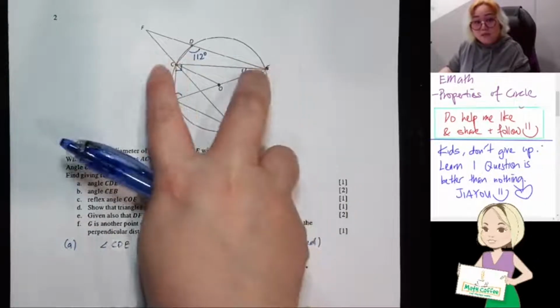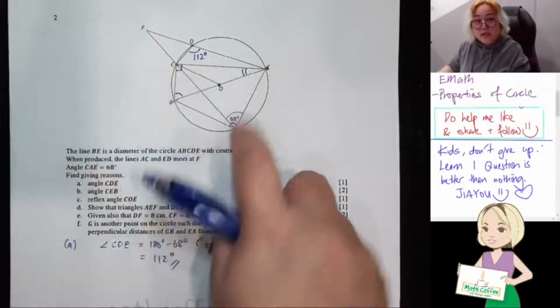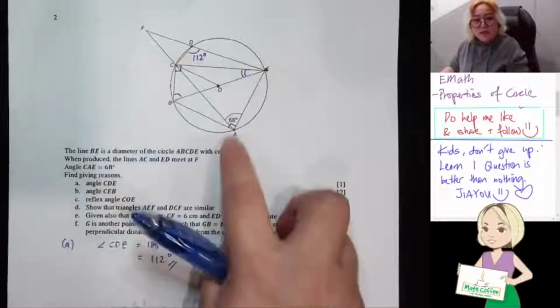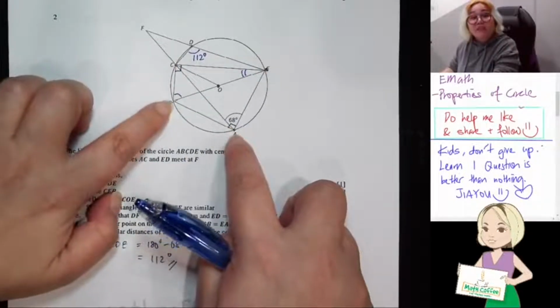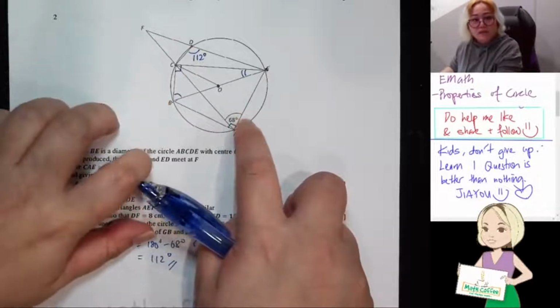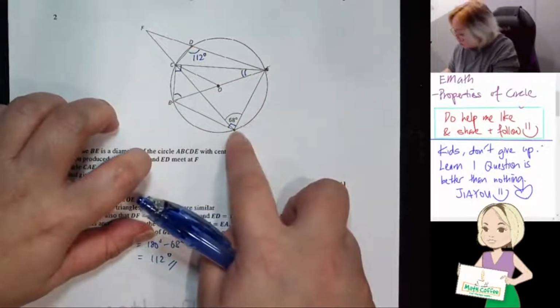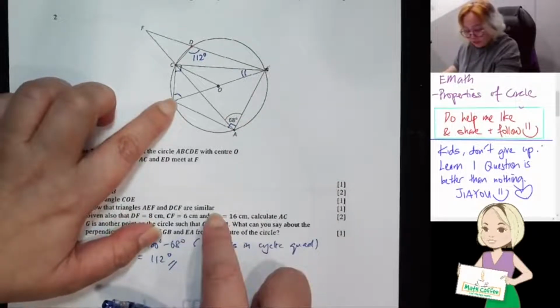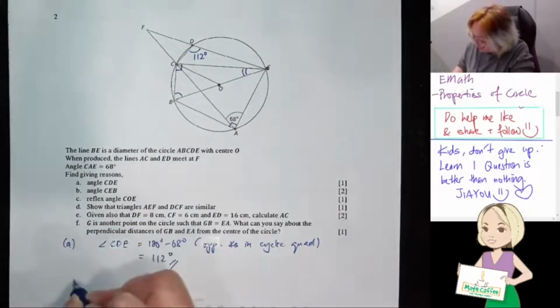CBE, the base is CE. CAE, the base is also CE. And the A and B both touch the circumference. This is called angles in the same segment. So if this is 68, okay, that means this is also 68 degree. Understand? So you will state part B.